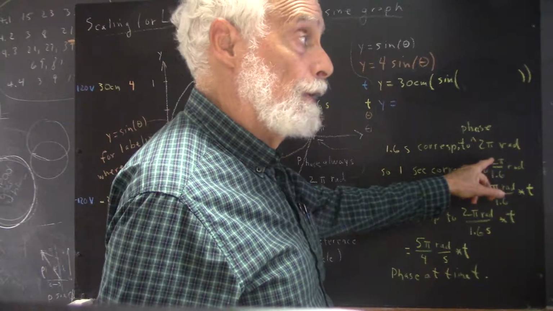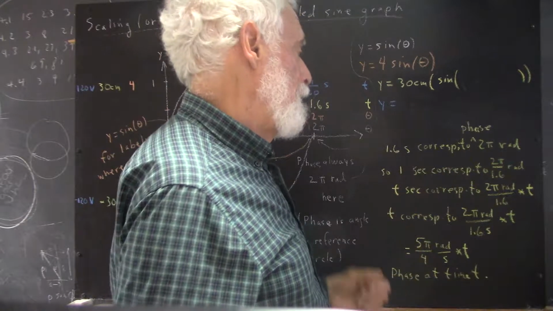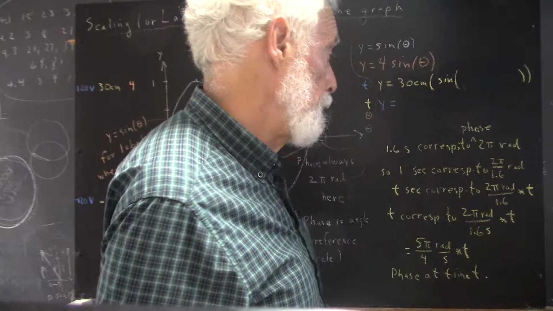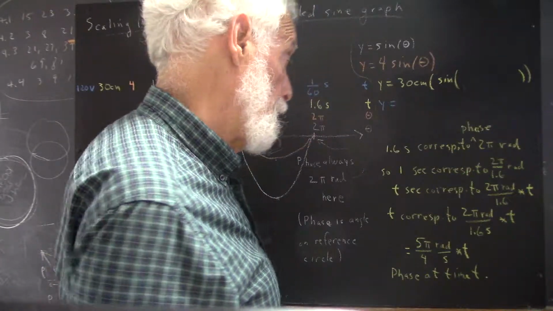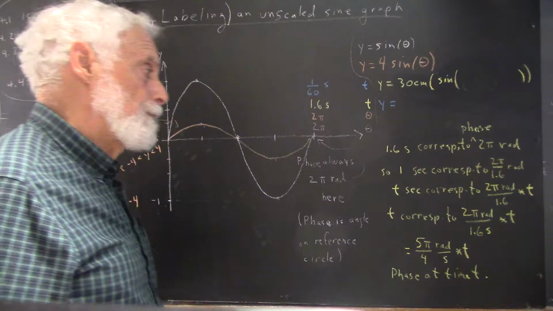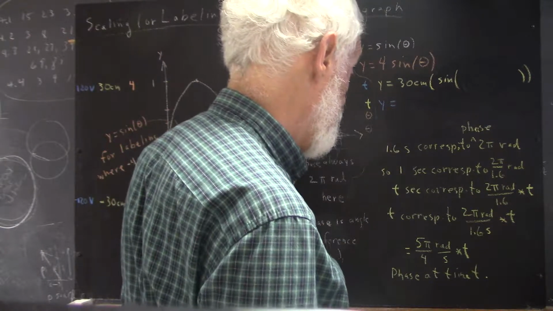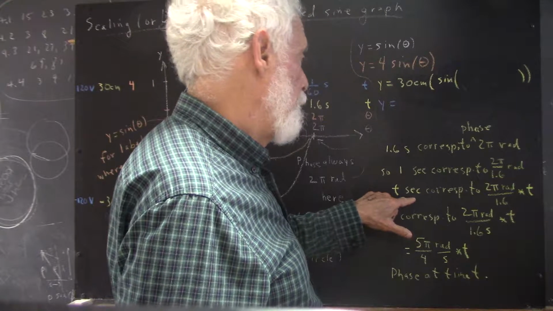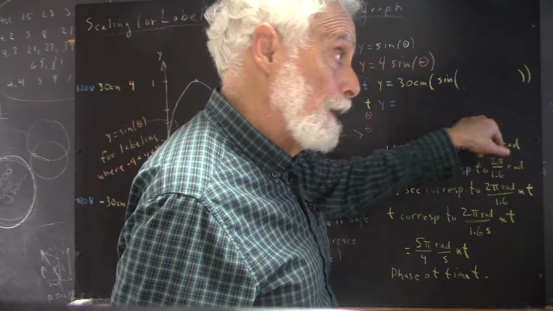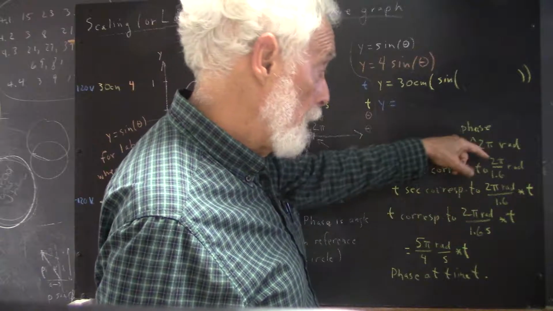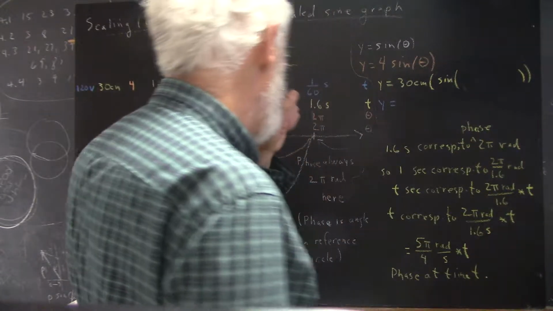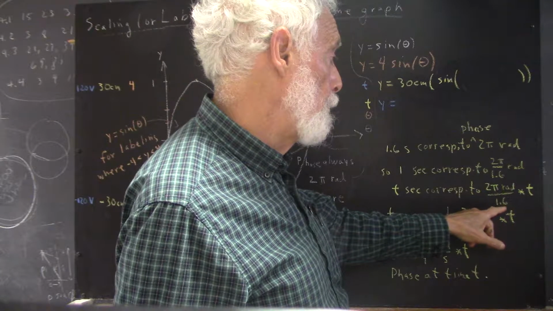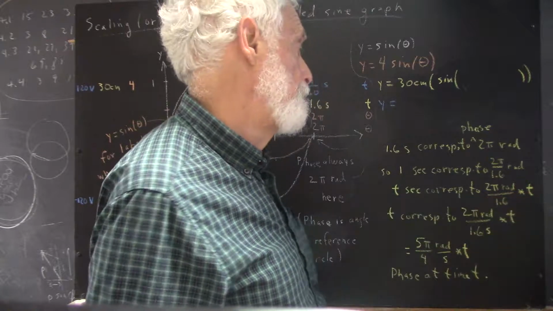Well, it's more than 1 second. It corresponds to 2 pi radians, so it's going to be less than 2 pi radians in 1 second. It turns out it's 2 pi over 1.6 radians in 1 second, and that's a simple proportionality. It's just that simple. So that's pretty obvious, I hope. Then, if you have t seconds, then you're going to have t times this many radians, aren't you? So if you have 4 seconds, you'll have 4 times 2 pi over 1.6 radians. So t seconds corresponds to 2 pi radians over 1.6 multiplied by t.